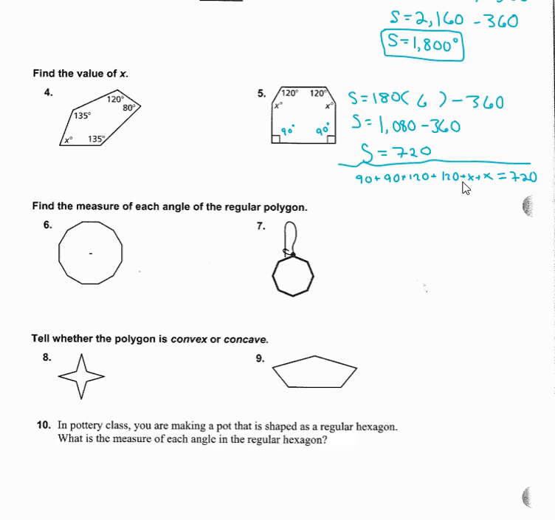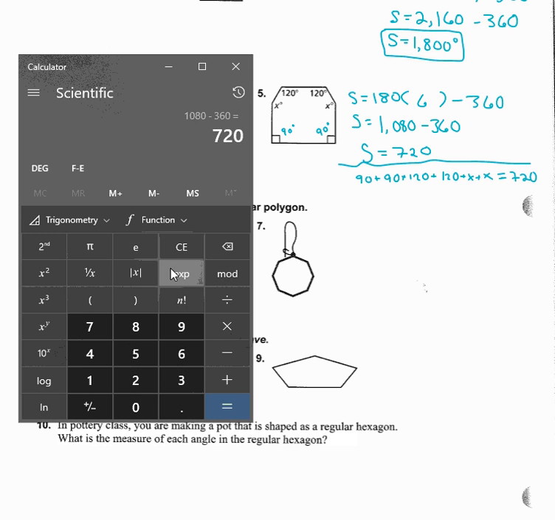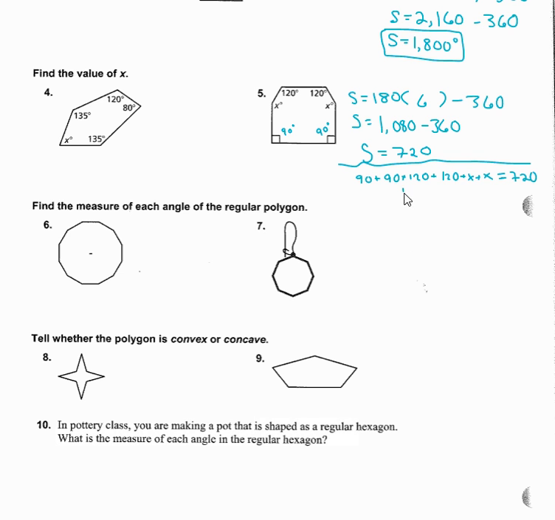Now I have an equation that I can solve for x. So let's add up all the constants. I have 90 plus 90 plus 120 plus 120. I get 420 plus x, so plus 2x. So 2x equals 720. If I subtract 420 from both sides to get that term with the x in it by itself, then I'll be able to solve for x.